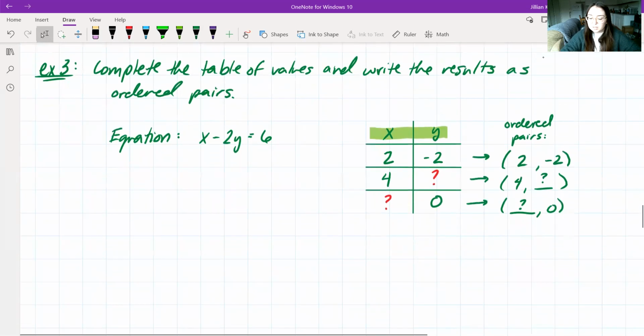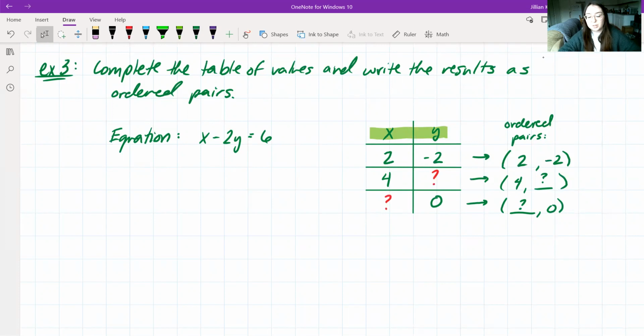So what we have here is our table. We see on our left-hand column, we have x values, and on our right-hand column, we have y values. So we see that when we have a value in our x column and a value in our y column, we just write those as an ordered pair. So for example, looking at our table, our first row has the x value of 2 and the y value of -2. This means that its ordered pair is going to be (2, -2).